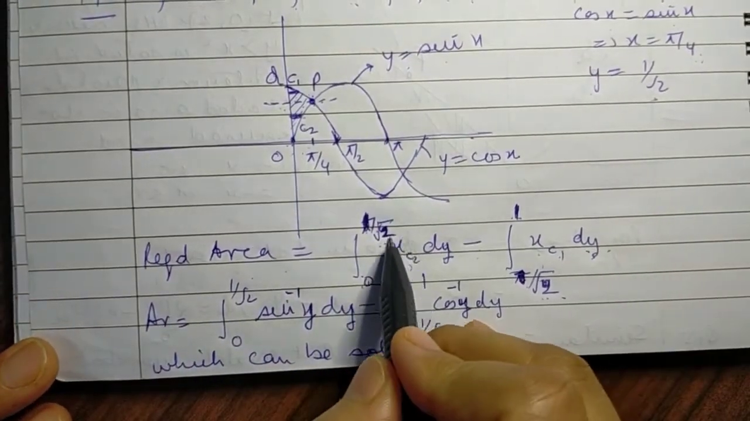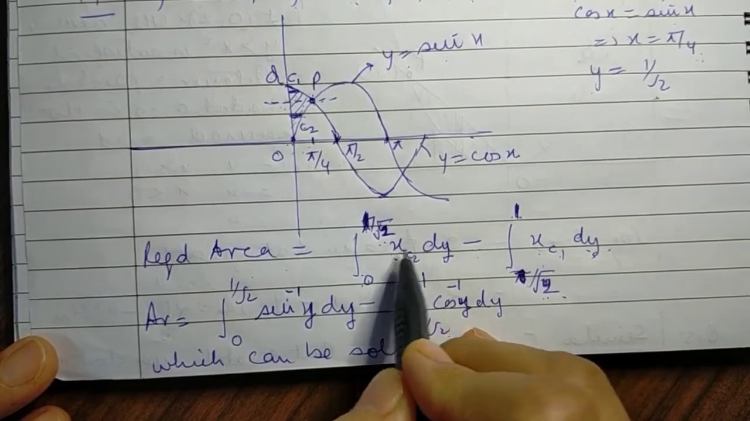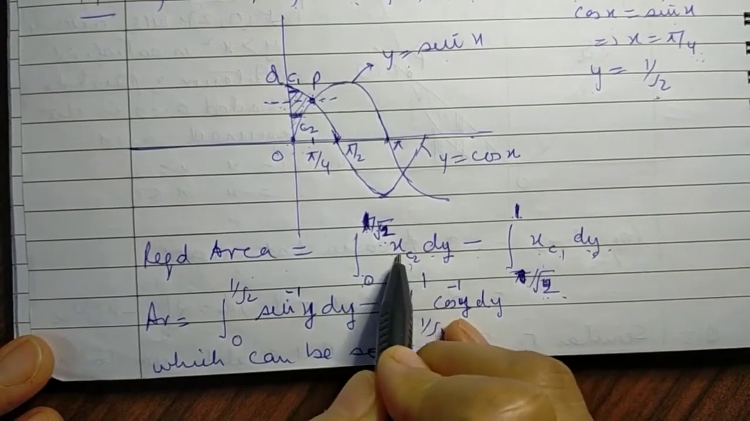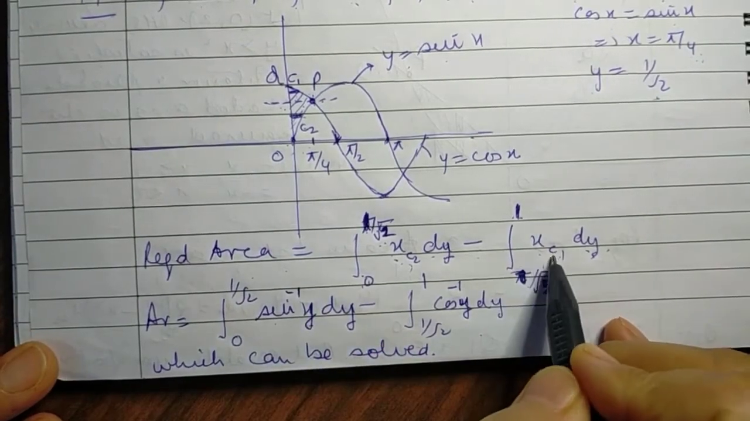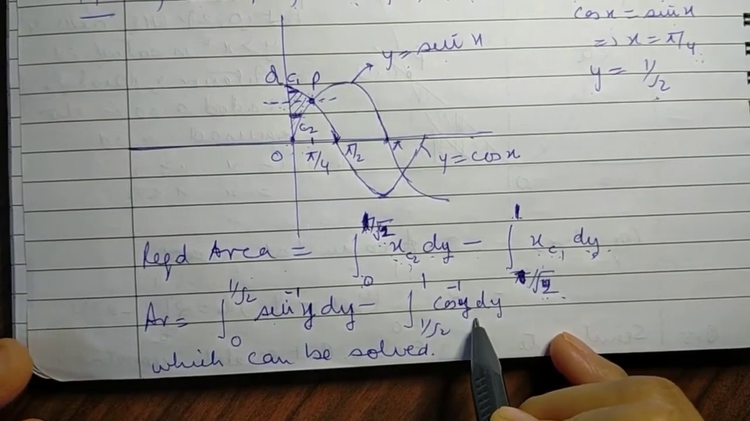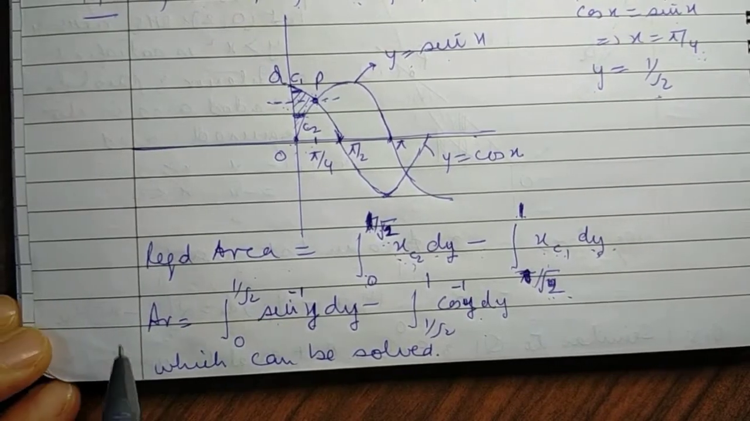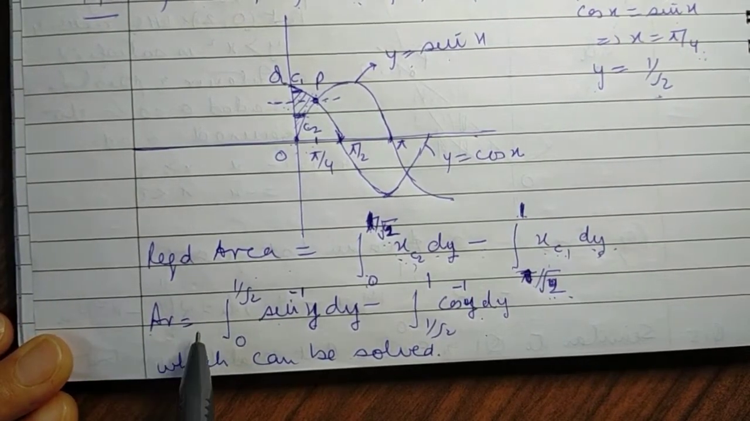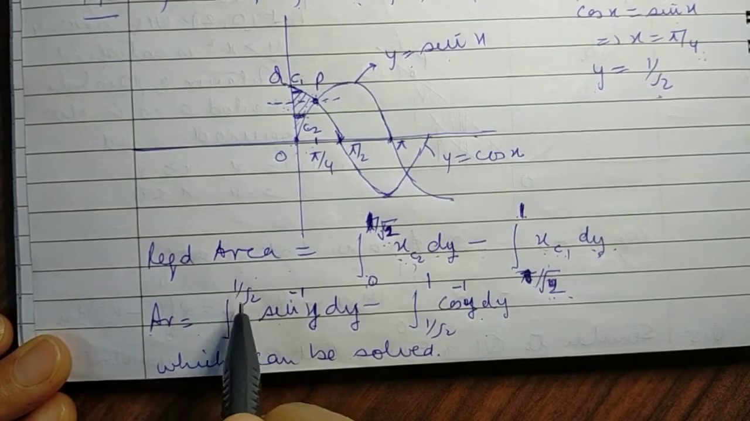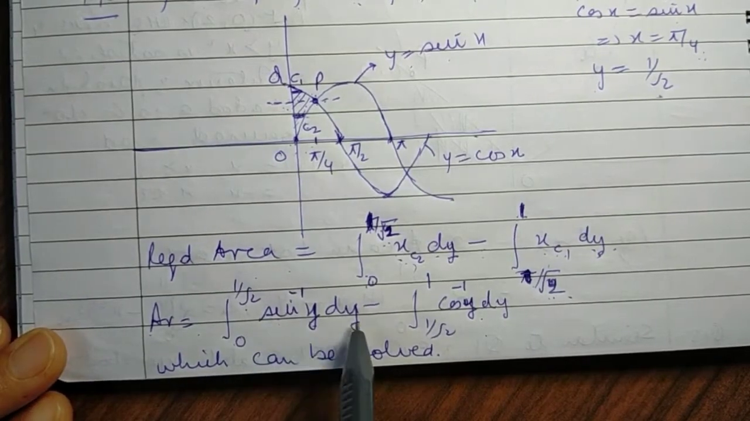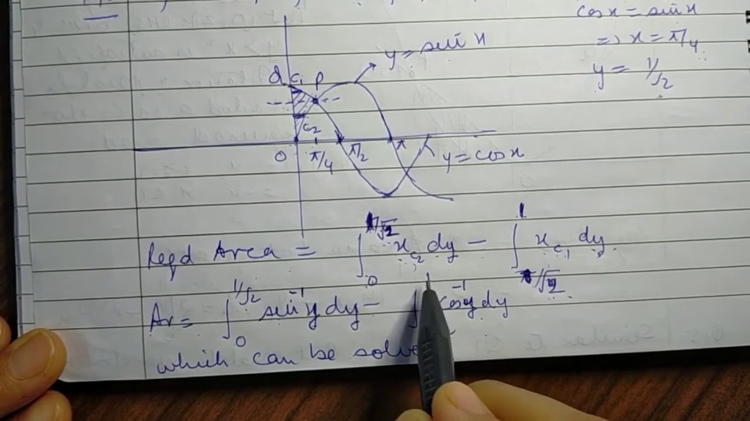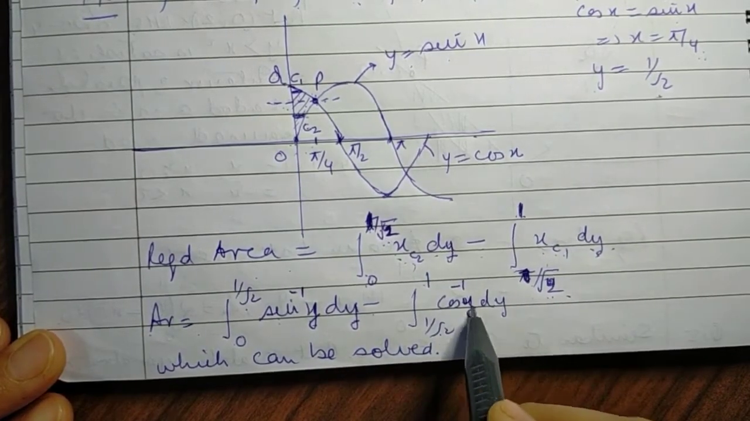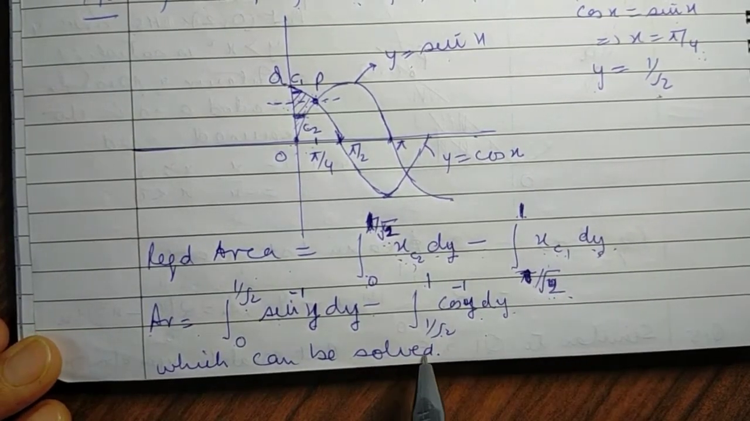So now we have to first write x in terms of y. So on the second curve, it comes out to be sin inverse y, whereas on the first curve, it comes out to be cos inverse y. So the net result is we have to find the required area, which comes out to be the integral from 0 to 1 by root 2 of sin inverse y dy minus the integral from 1 by root 2 to 1 of cos inverse y dy, which can be easily solved.